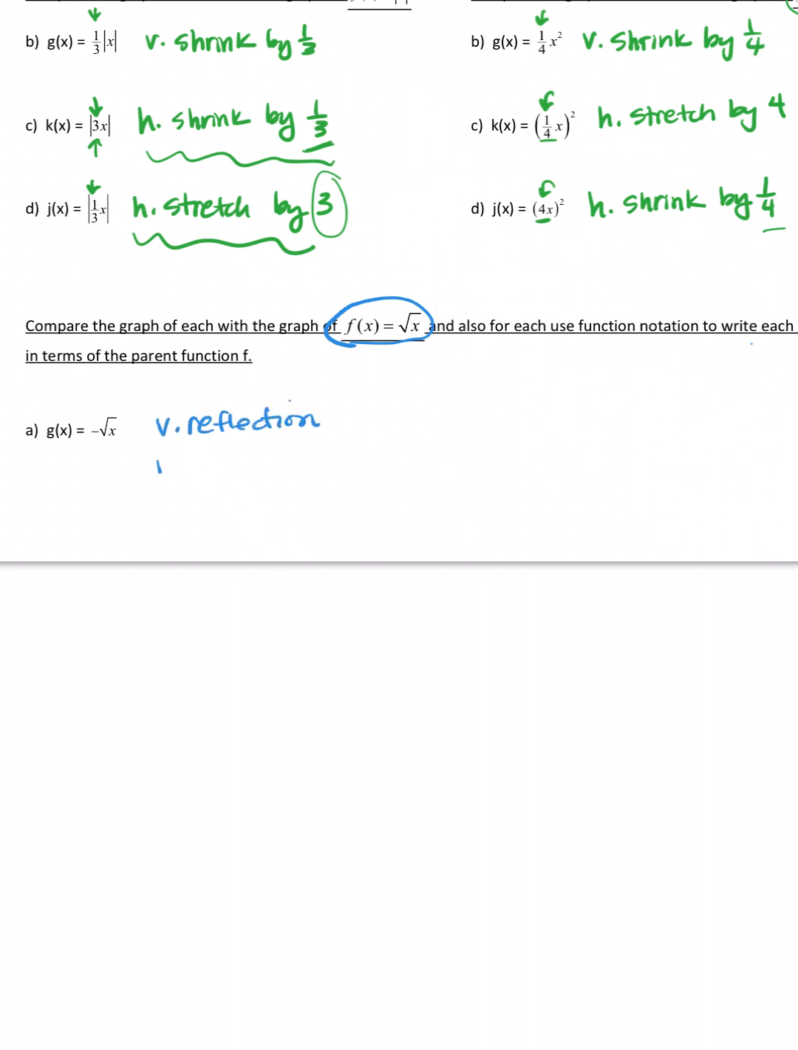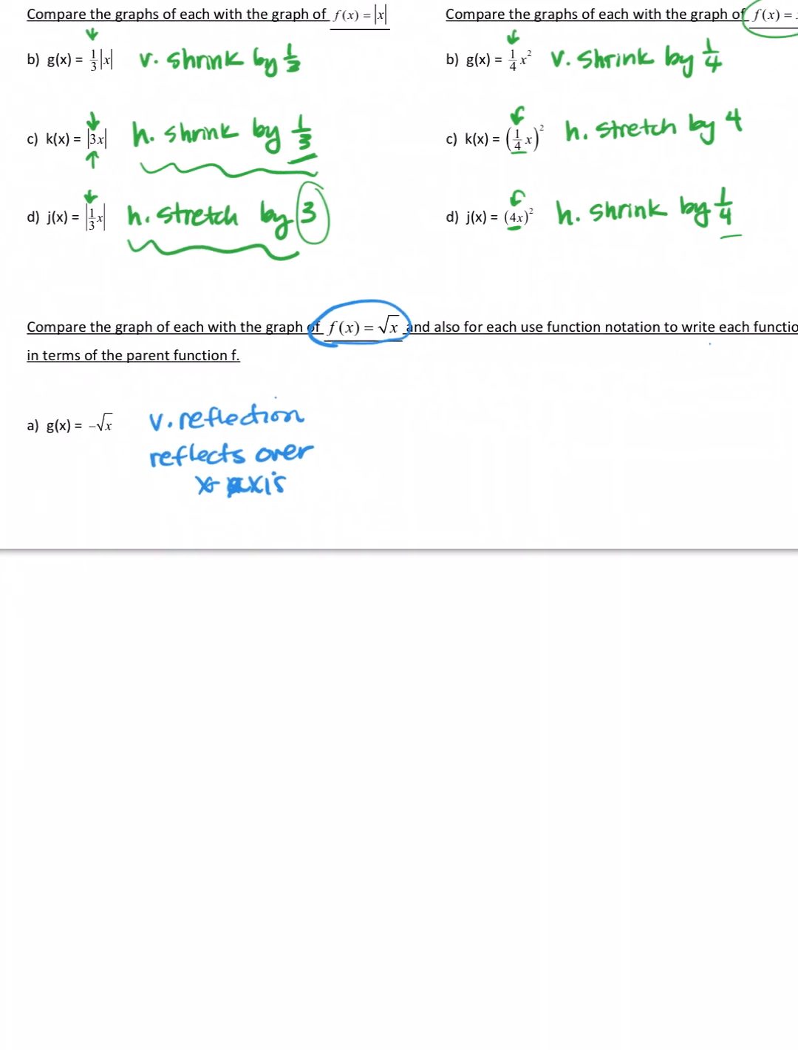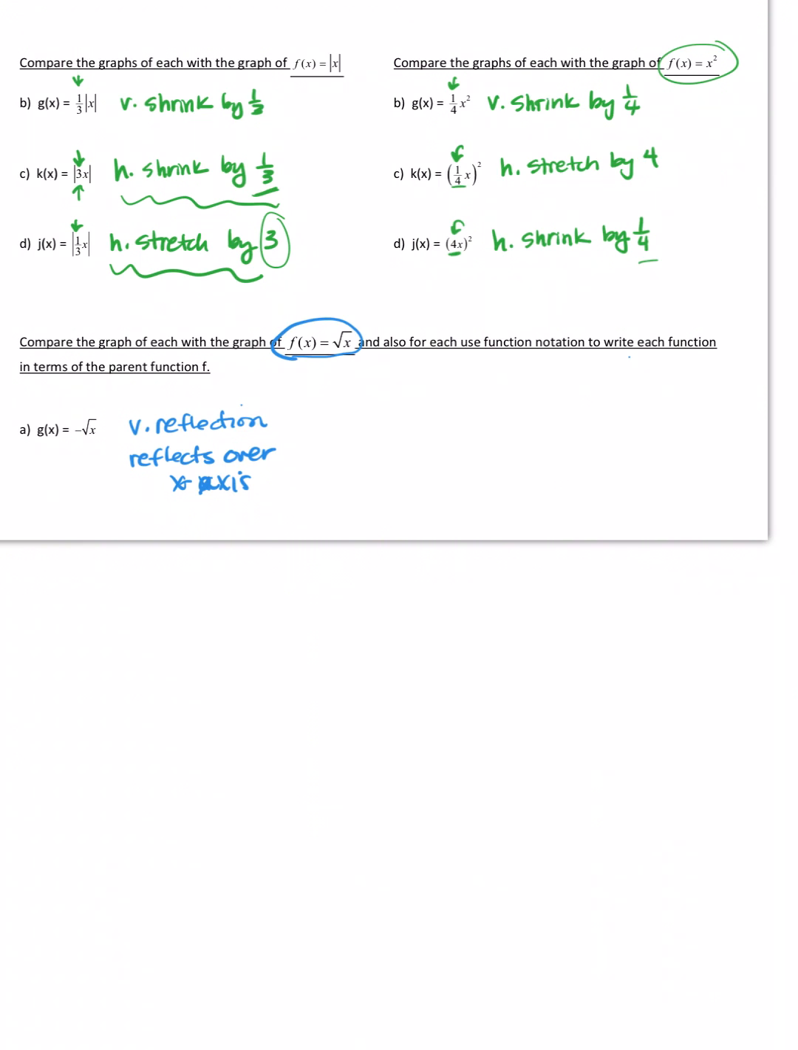or if you wanted to say reflects over the x-axis, that is fine as well. Either description is fine. Now to put this in function notation, you're going to tell me that g of x is equal to, notice it's just the reflection, so it's negative in the front of f of x. That's how you rewrite it in terms of the parent function.